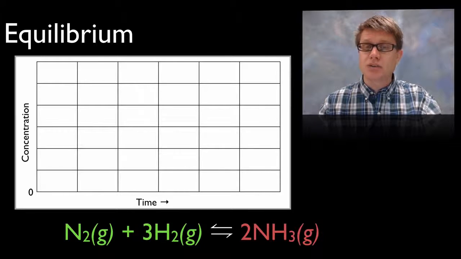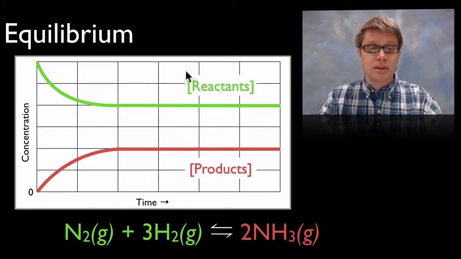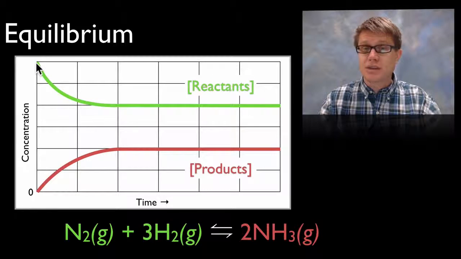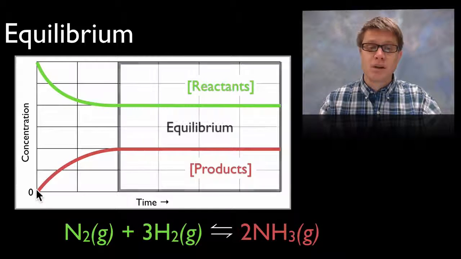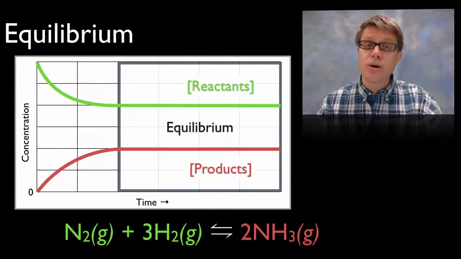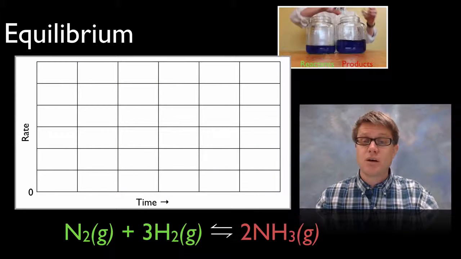So if we were to look at the concentrations over time in this process, you get a graph that looks like this. And so we have way more reactants at the beginning than we have products. In fact, for products, we have 0 at the beginning. And so eventually they're going to reach a point where they stay the same over time. And so that would be our equilibrium point.